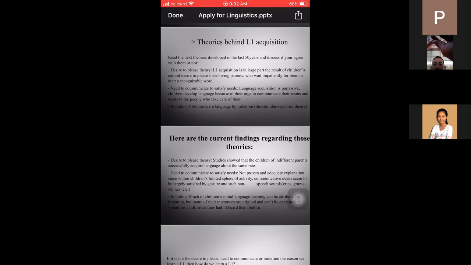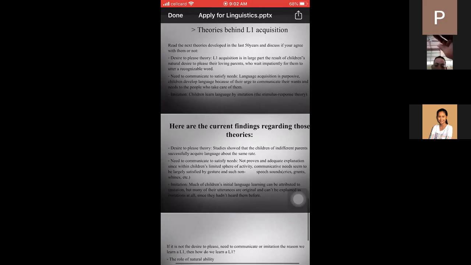Language acquisition proposes children develop language because of their urge to communicate their wants and needs to the people who take care of them. Imitation: children learn language by imitation.